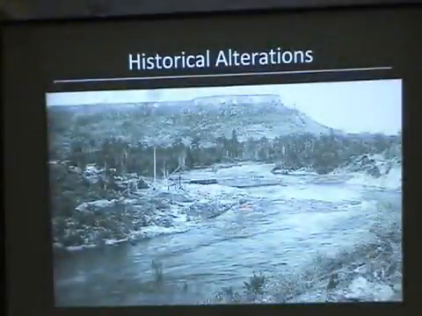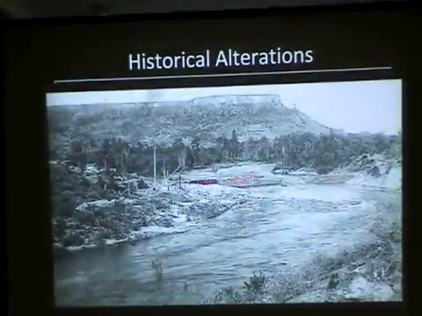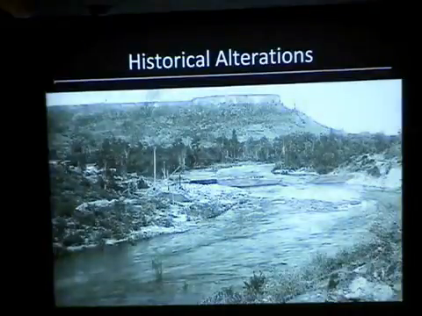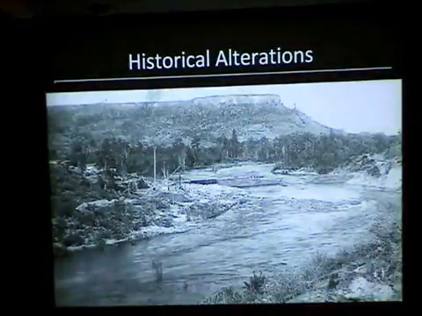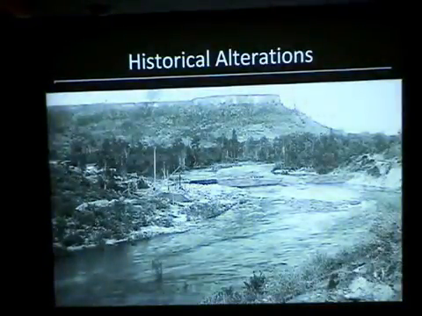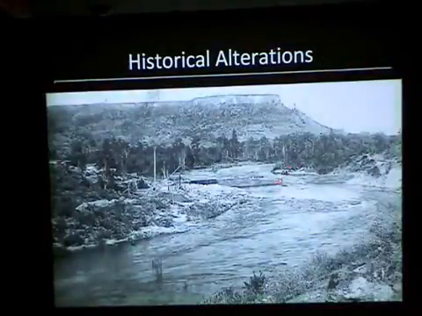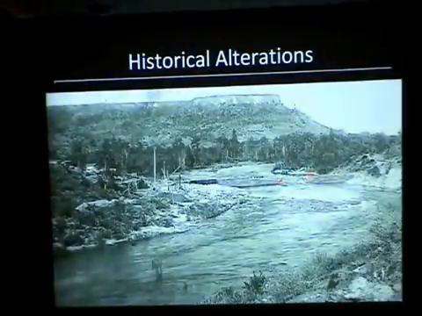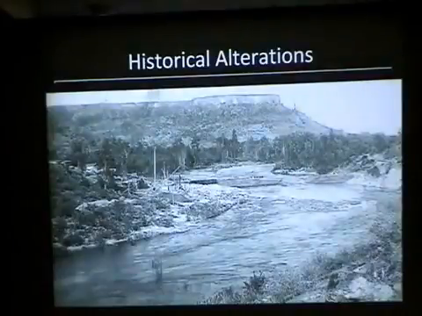This is just another view of it. Now the dam is quite a bit higher. It's almost complete as far as that first log crib dam. This is in 1903, 1904. And they're just getting ready to, you can see there's an opening there in the middle. They're just getting ready to close that off at this point.